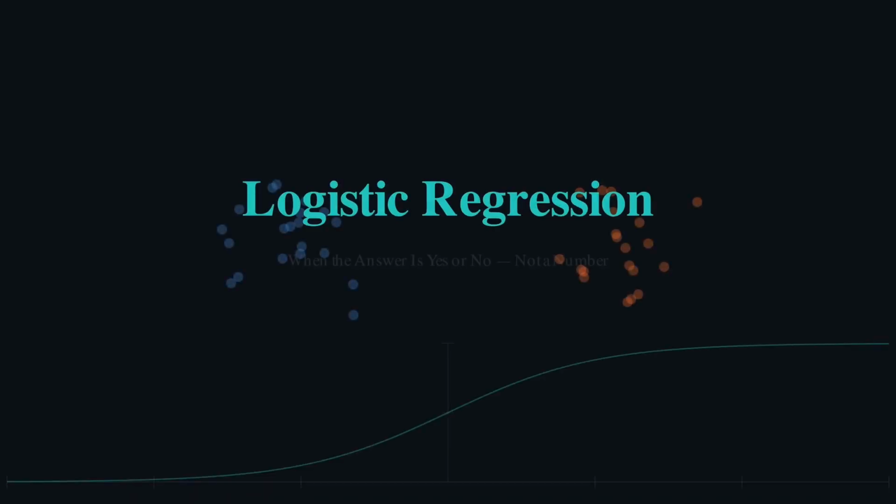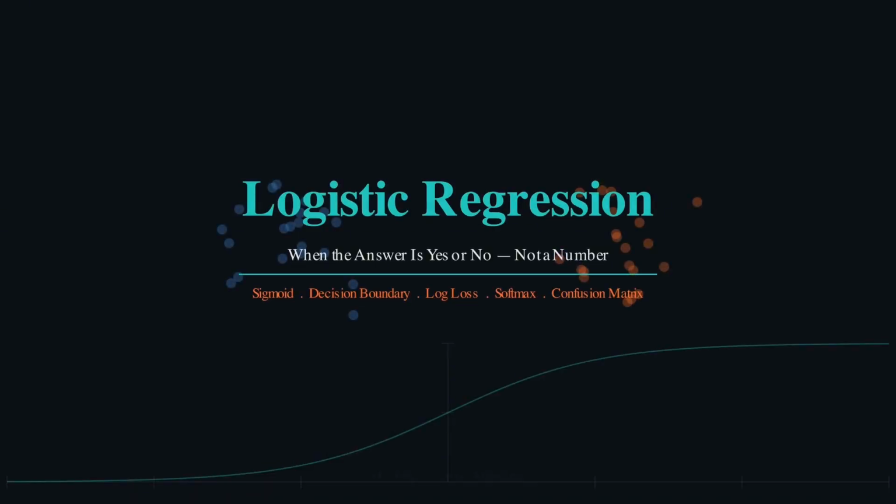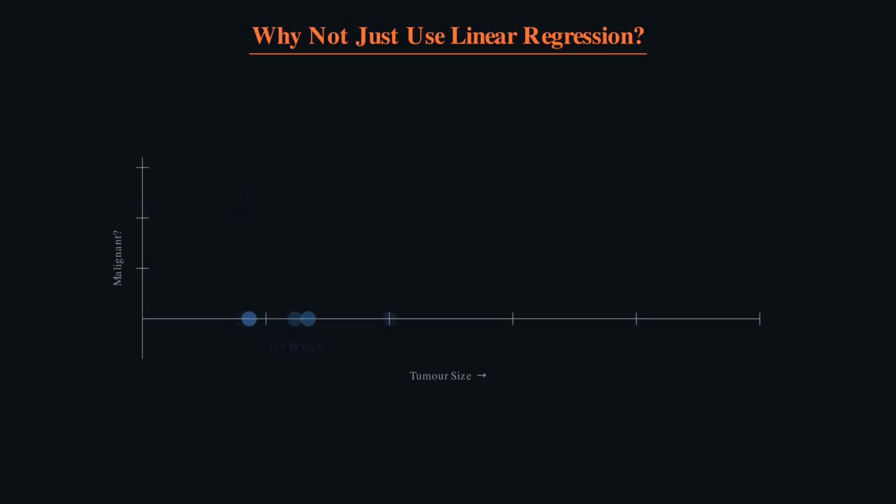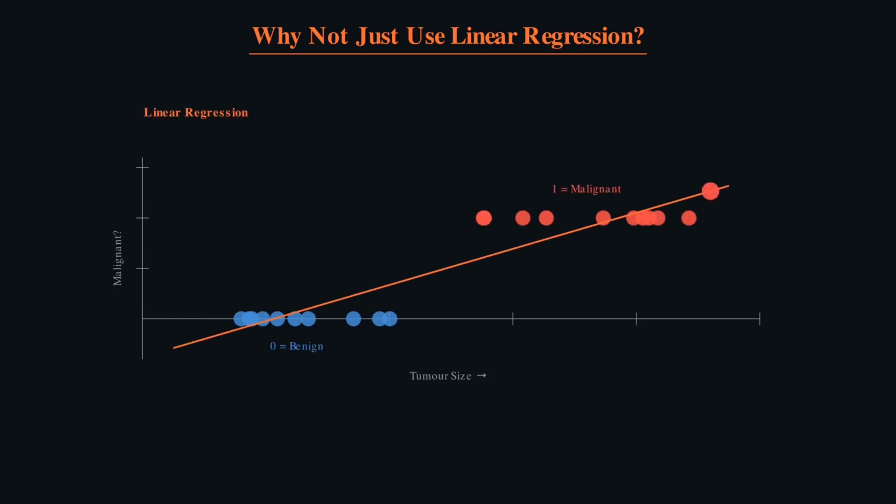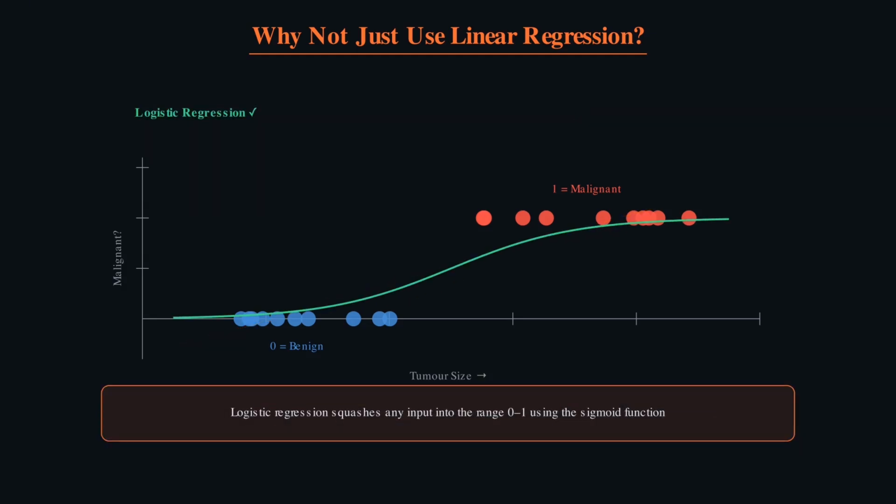Today we're going to visualize and understand logistic regression, the algorithm that answers yes or no questions instead of predicting a number. Here is the first problem. If you have binary data, benign or malignant, spam or not spam, and you try to fit a straight line through it, the line will happily predict values like 1.34 or negative 0.2. Those are not probabilities. Probabilities must stay between 0 and 1. Linear regression simply cannot do this job.